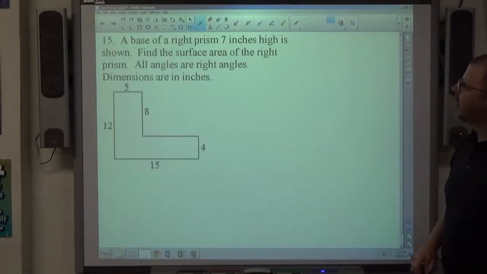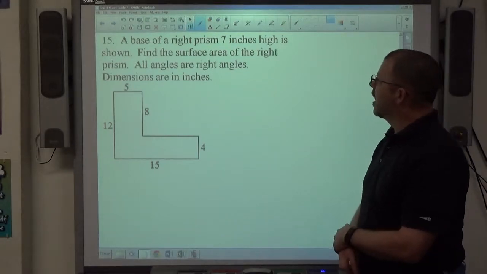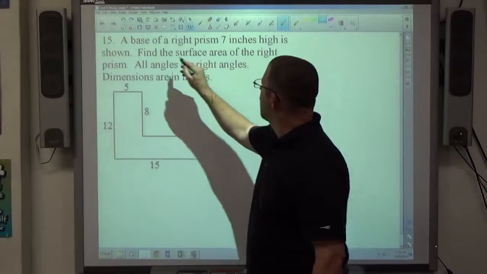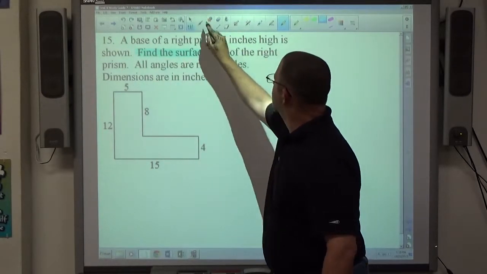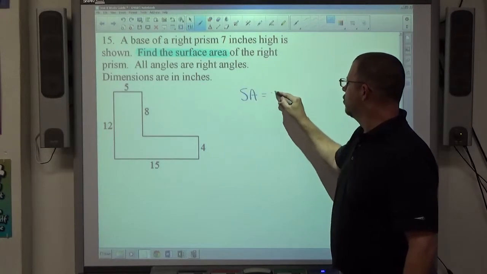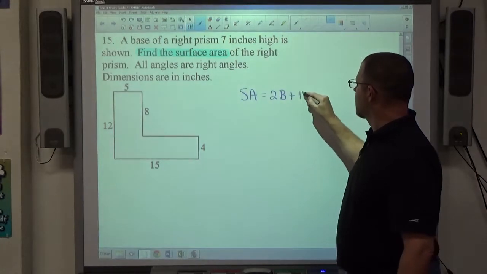And number 15, a base of a right prism 7 inches high is shown. Find the surface area of the right prism. So let's focus on the directions. Find the surface area. So the first thing I'm going to do immediately is write down my surface area formula, which is 2B plus PH.